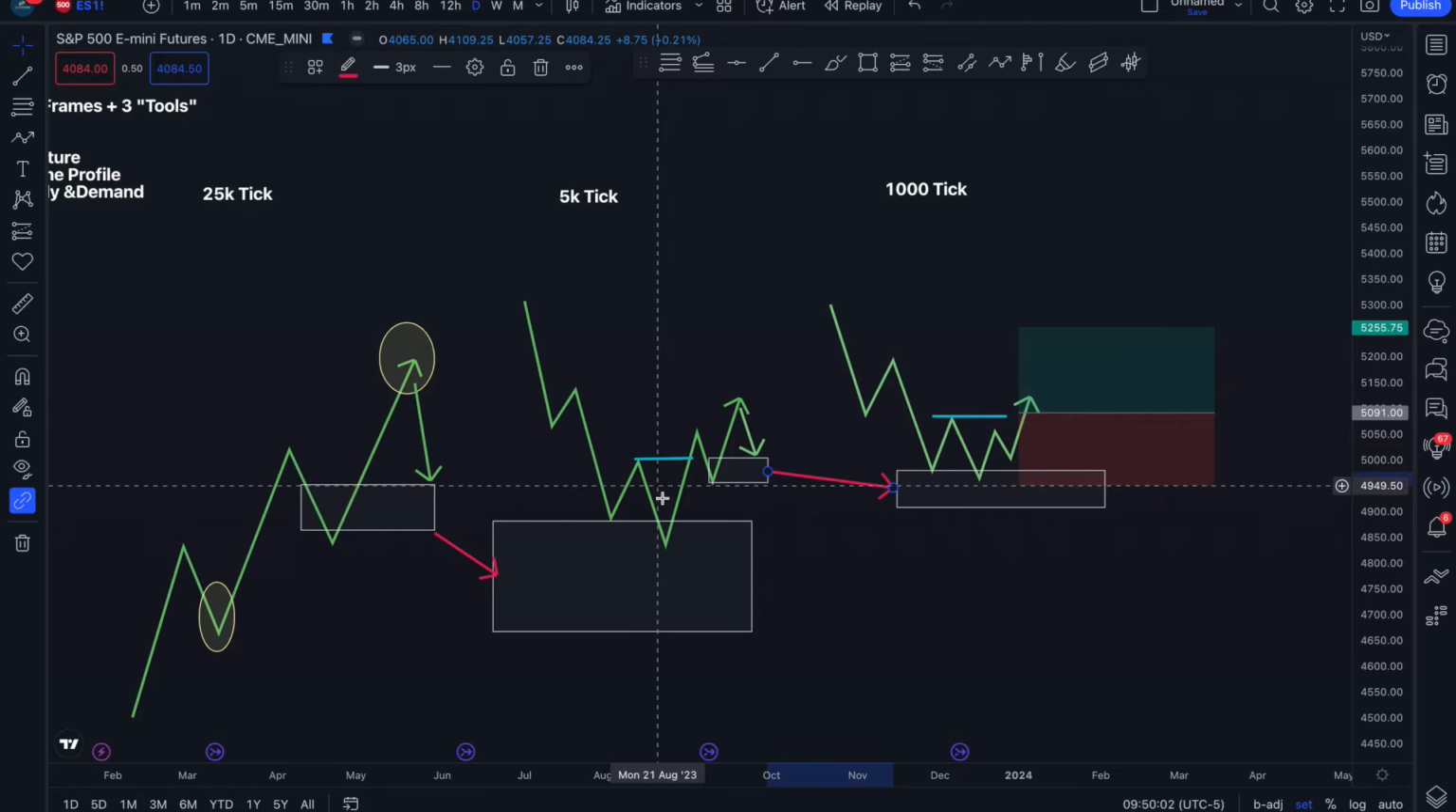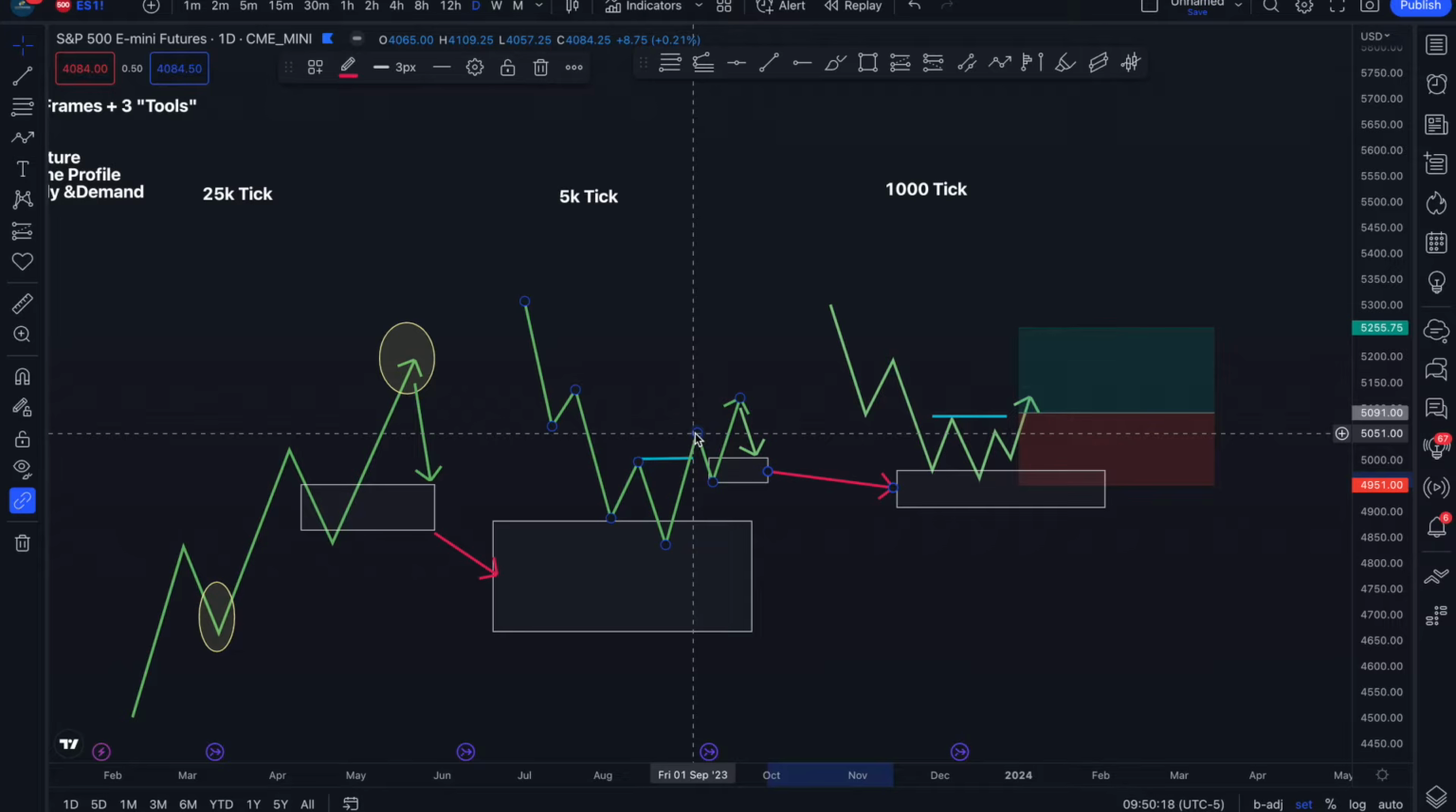We look for a reversal pattern, right? A break of structure. And then once we get that break of structure, we're going to look for the first entry setup that we get. The middle chart, which in my case is the 5K tick chart, is going to be the chart that we look for our setup on.